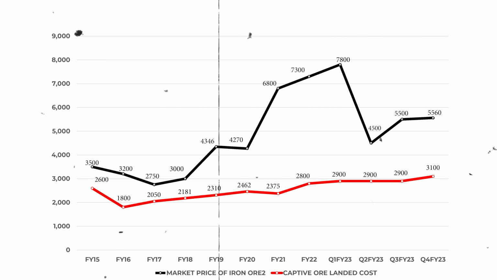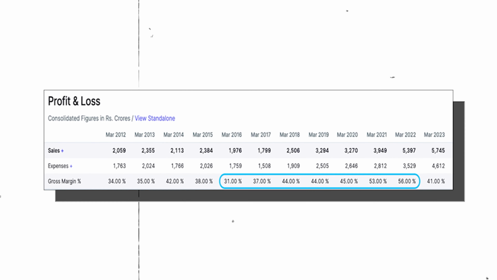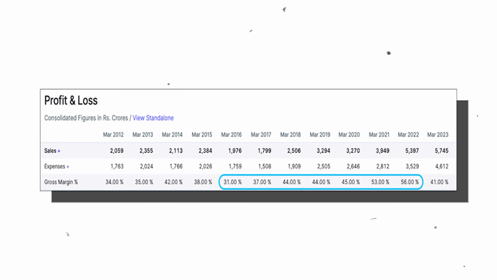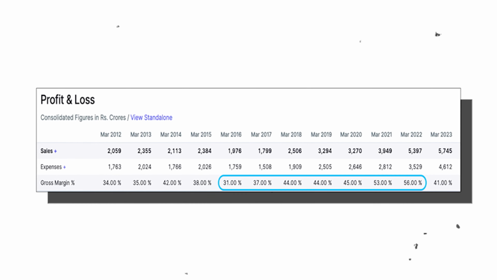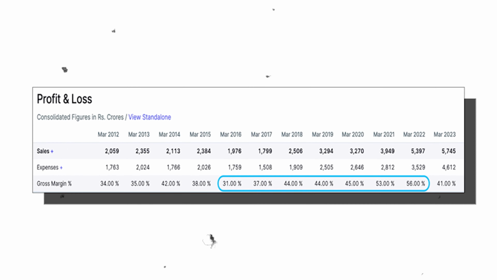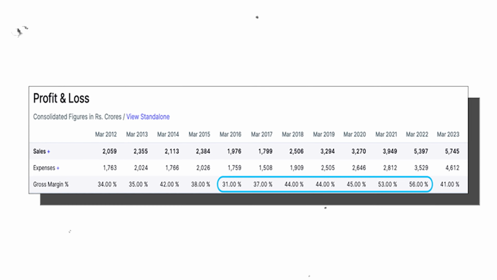7,800 rupees per ton, whereas the same iron ore it was able to source, because it has its own mines, at 2,900. And this shows up in a big way in the numbers as well on the income statement, where you can see the gross margin has basically expanded from nearly 31% in 2016 to as high as 56%. Right? So those are the kind of advantages you get when you're backward integrated, and this obviously flows down into the net profitability as well, which we'll see in just a minute.